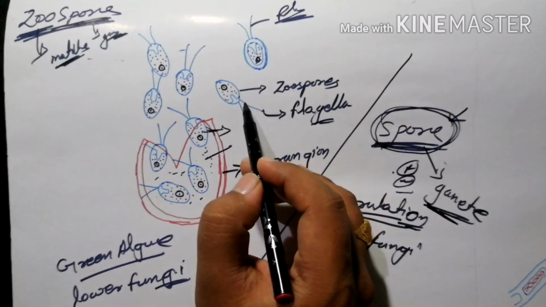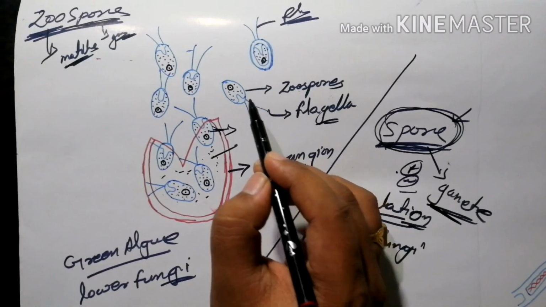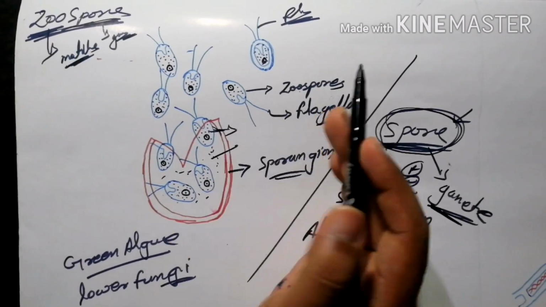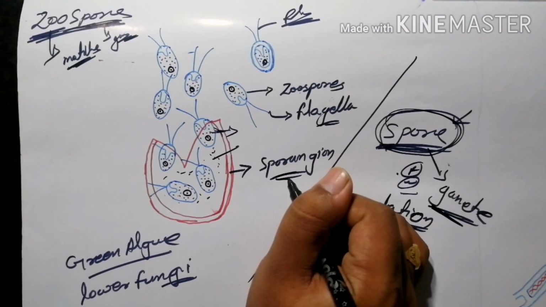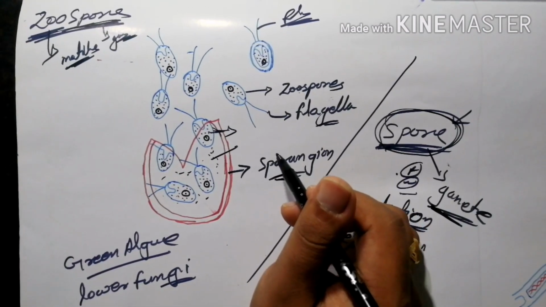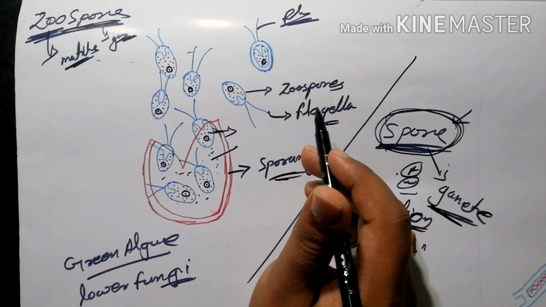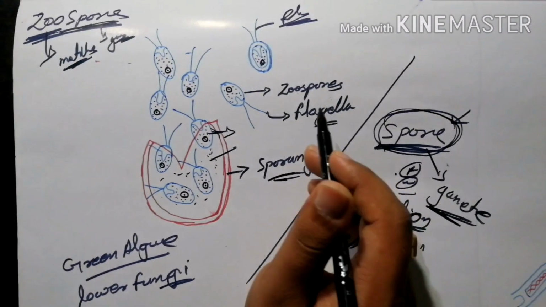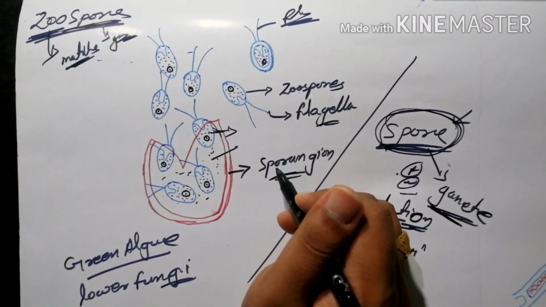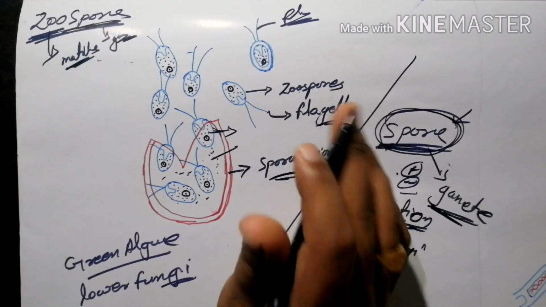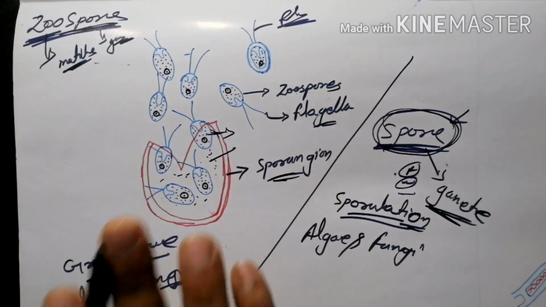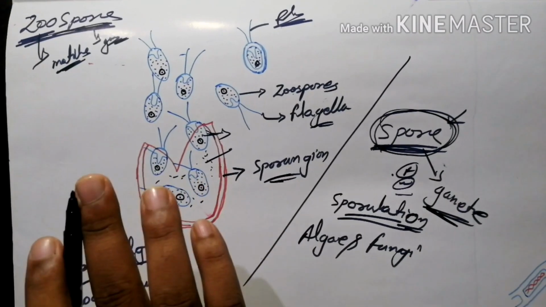Each sporangium consists of flagella. Again I repeat, the flagellated structures lastly burst out from the sporangium to outside of the spore, and this is all about the zoosporangium, which forms mostly in green algae and lower fungi. It is the basic concept of the zoosporangium.